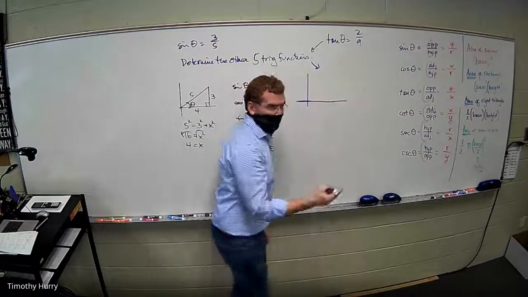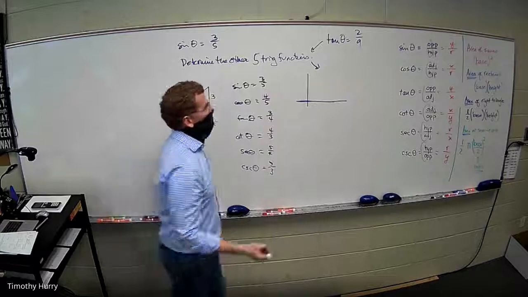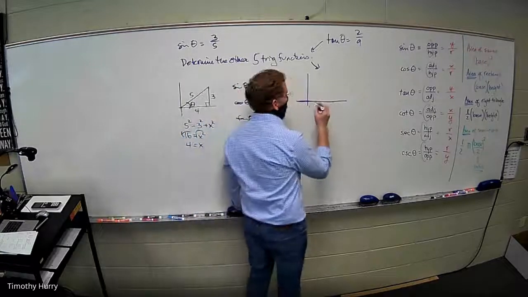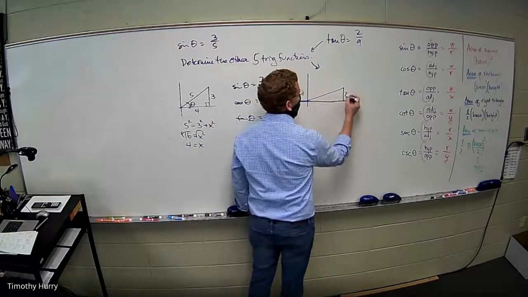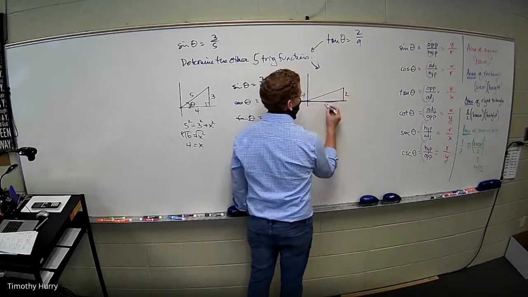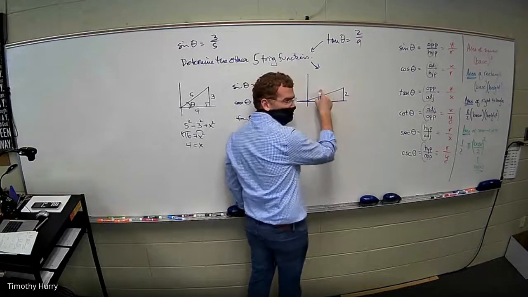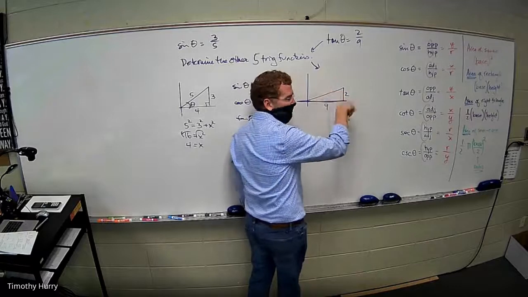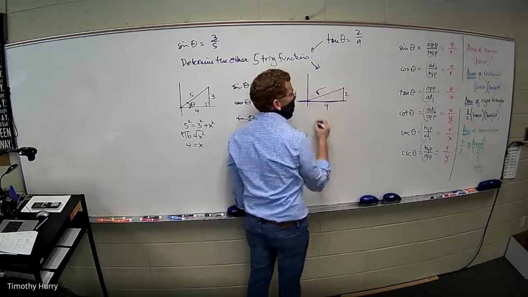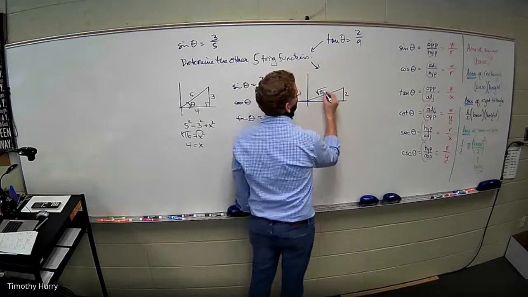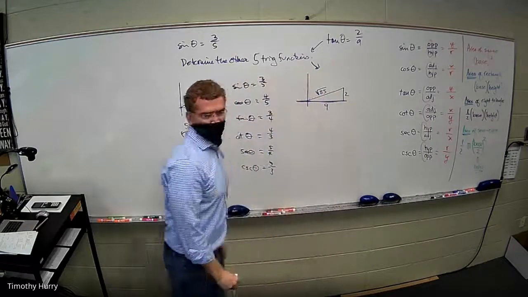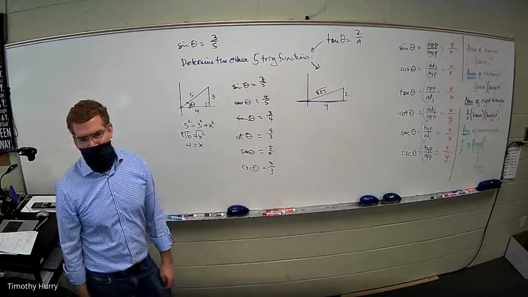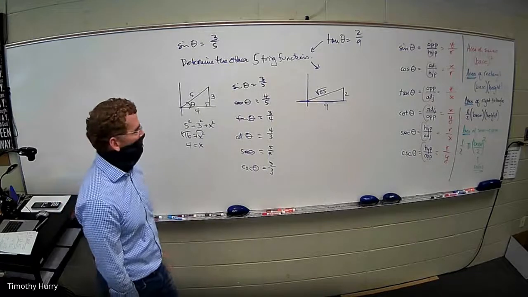Because I'm going to have to find all of them. So if the tangent of the angle is 2/9, the opposite is a 2. The adjacent's a 9. Can I find this? And when you do the Pythagorean theorem, you get the square root of 85, which doesn't simplify because that's 5 times 17.